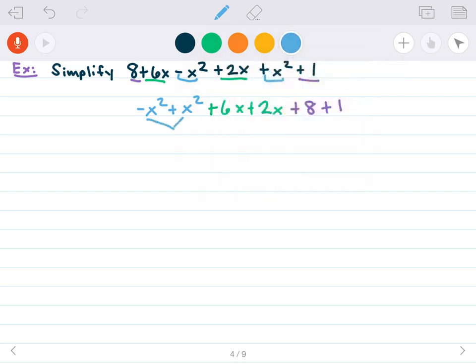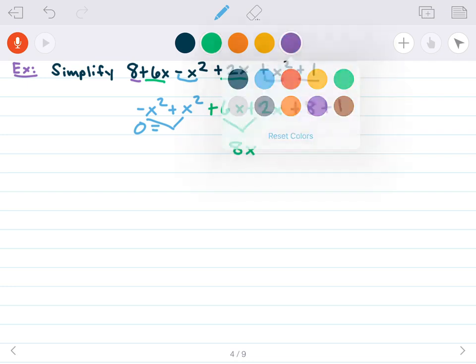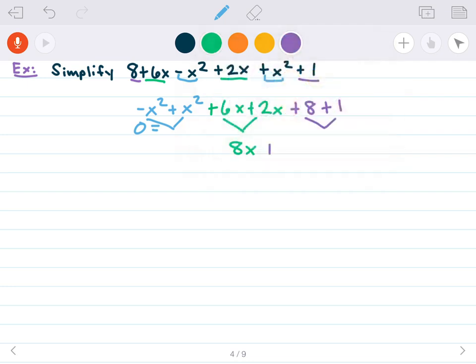So if I have negative 1 of something plus 1 of something, that's just 0, right? This is just 0, so I'm not even going to write that. That just becomes 0. What about this? 6x and 2x makes 8x. And then positive 8 and positive 1 make a positive 9. And that's going to be our answer, fully simplified.